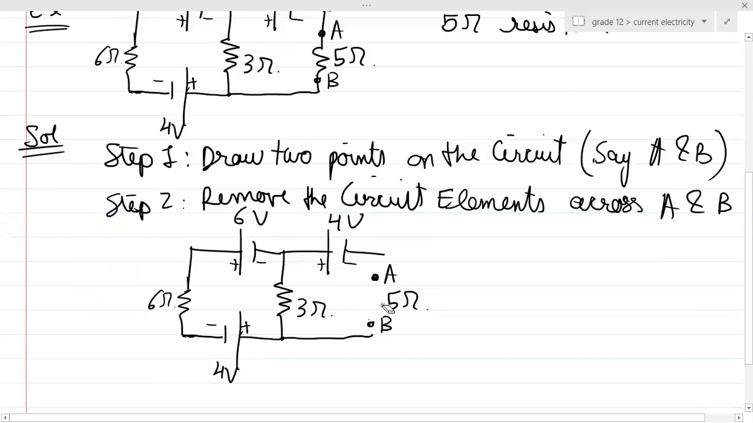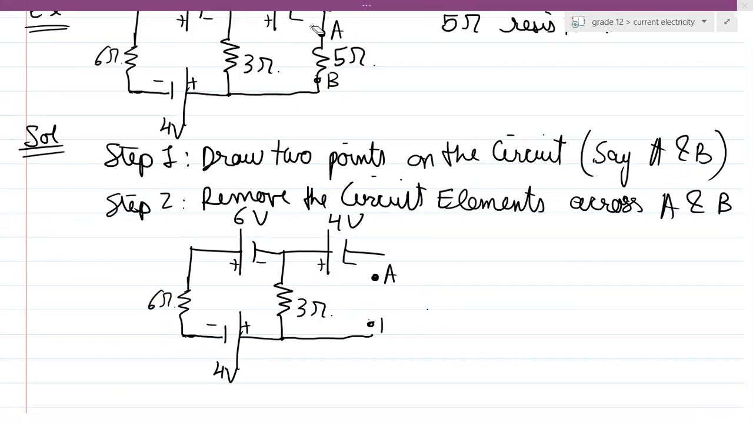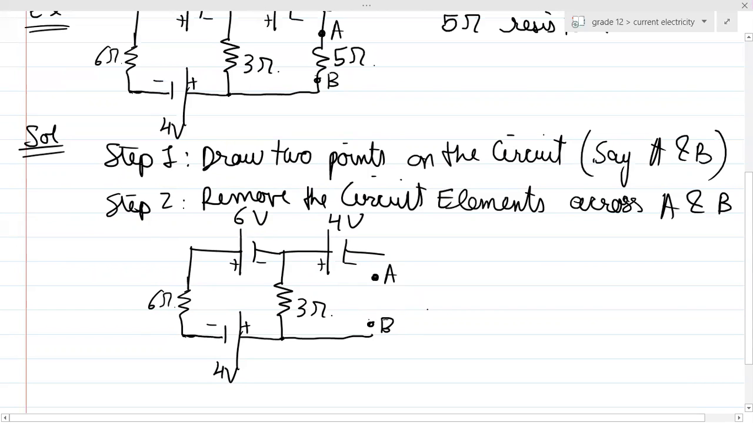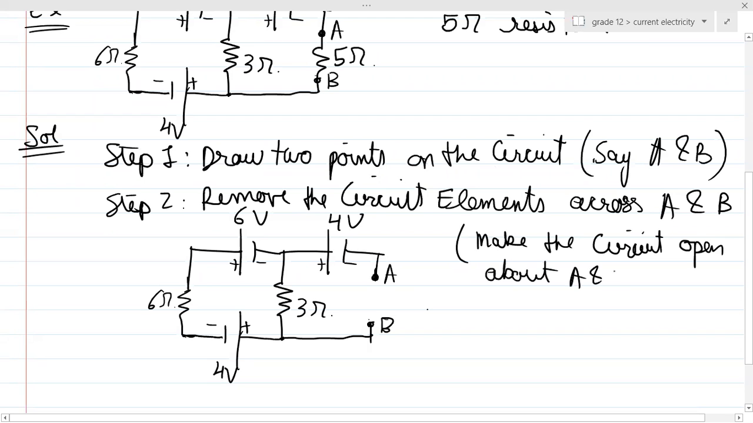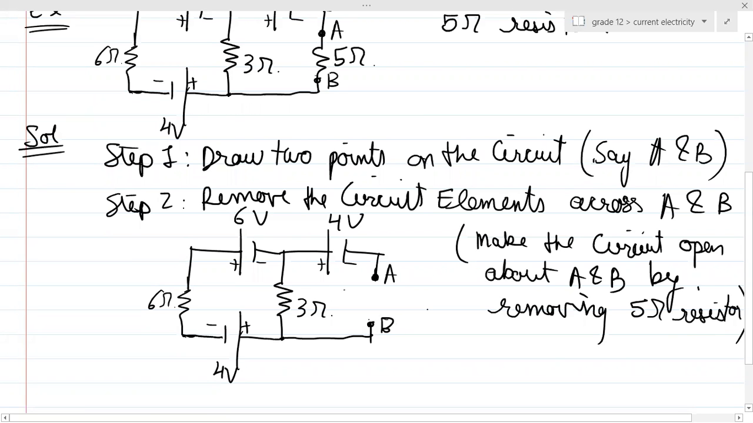Please pay attention to these steps. These steps are very important. So whichever current or whichever terminals you want, you will just remove it from the circuit. And can you see I removed this 5 ohm resistance from here? Is the first step clear? Remove the circuit across A and B, or you can say make the circuit open about AB by removing the 5 ohm resistor. I'm trying to do it with the help of a question so that it will be easier for you to understand. The first step is basically we removed this resistor AB.